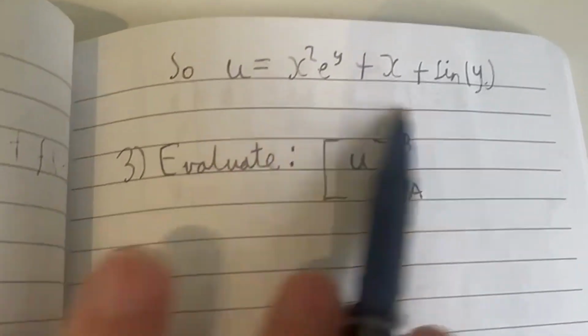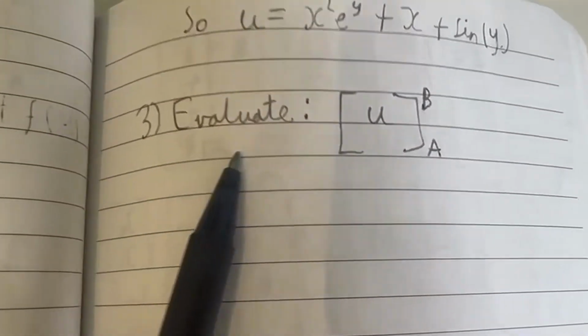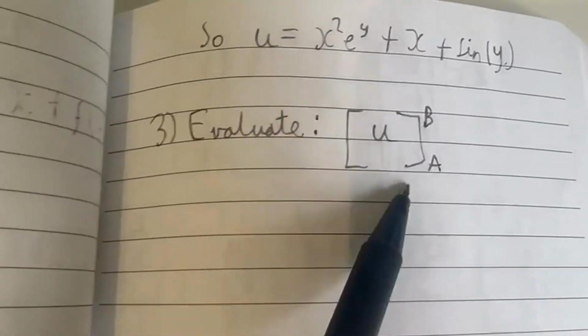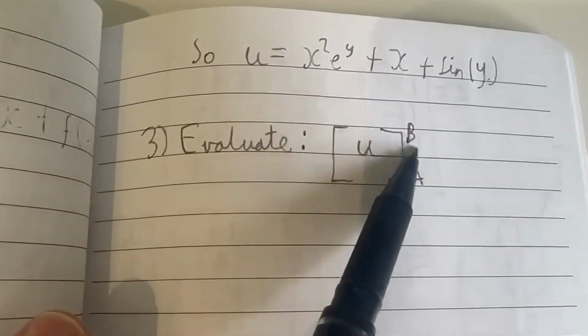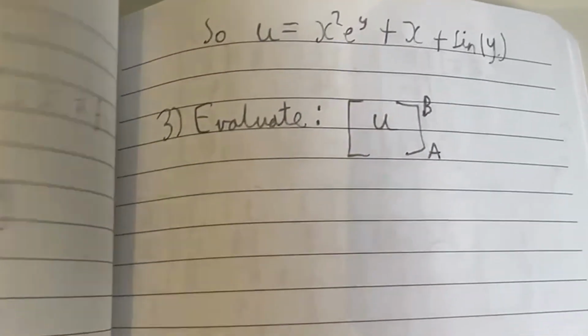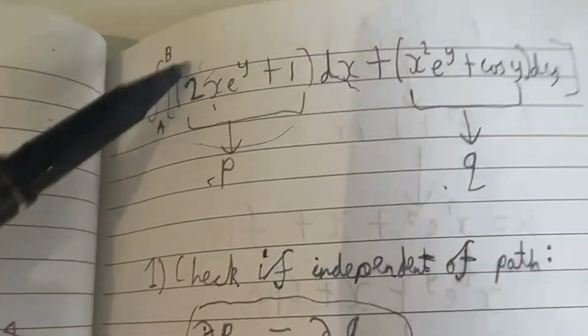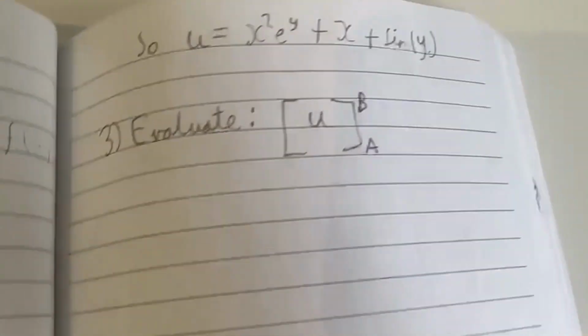Now that we have u, essentially all we have to do is evaluate the difference between u for the value of b minus u for the value of a. I'm just using a placeholder, but whatever would be the two limits.